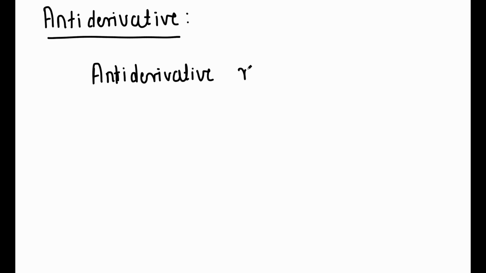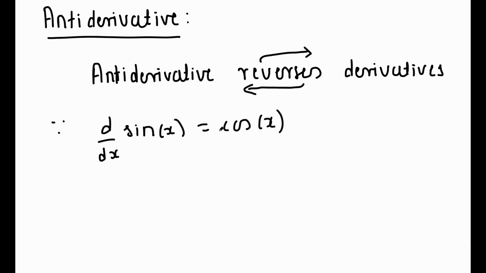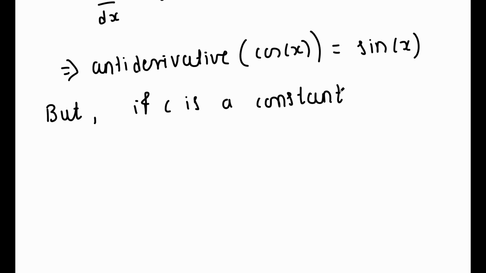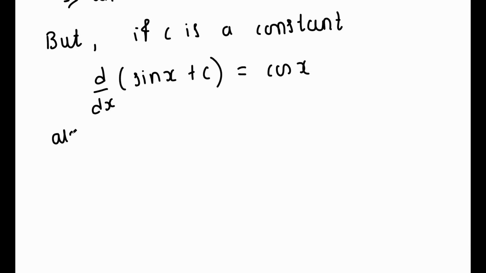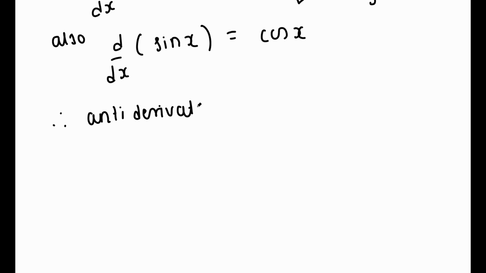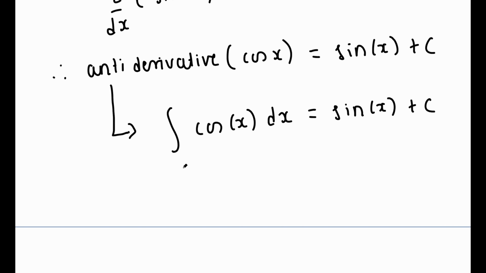Antiderivative is something that undoes a derivative. Example, we know that the derivative of sin x is cos x. This implies the antiderivative of cos x is sin x. But since the derivative does not determine the function completely, you have to add a constant. Therefore, the antiderivative of cos x is sin x plus c, and it is written as integral cos x dx equals sin x plus c. This symbol is called an integral.